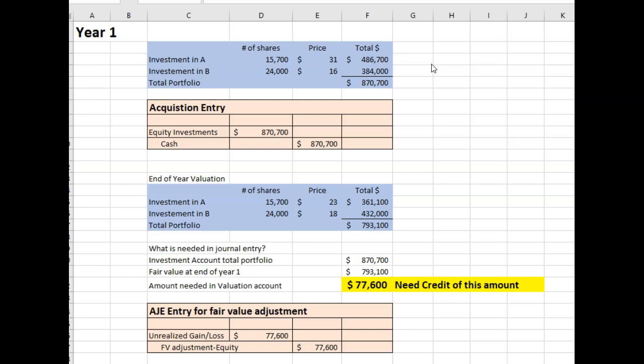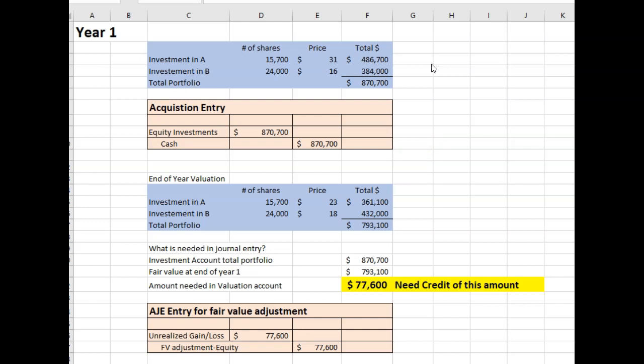So the first thing we're going to do is an end of the year valuation, and I'm going to look at the investment in A. I have the same number of shares I started with, but the price has changed. So the fair value, if I had to go out and buy these on the last day of the year, the price has gone down on the A to 23, and it's gone up to 18 for the B stock. So the total fair value that I want to show on the balance sheet is $793,100.